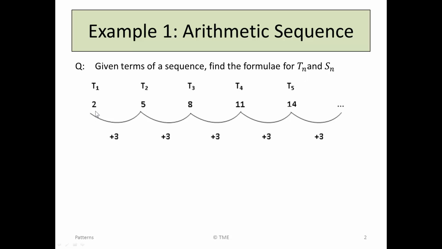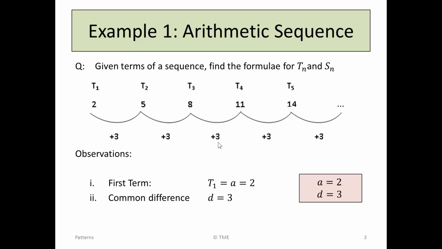So we look again at the terms 2, 5, 8, and we can see that there's a common difference between them of 3. 2 plus 3 is 5, 5 plus 3 is 8, 8 plus 3, 11, and so on. So in terms of observations, our first term, T1, also called A, is 2. We're given that value. And the common difference, D, between each two neighbouring terms is identified as 3. So we have A and D, both known. A is 2, D is 3, and we can work out the equations from that.